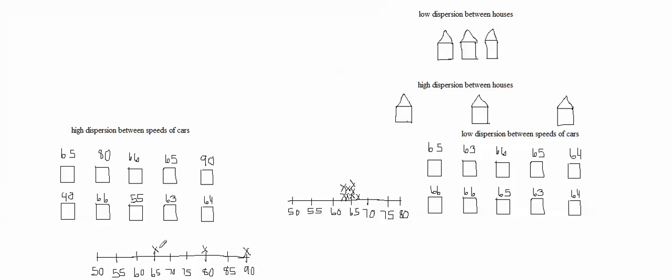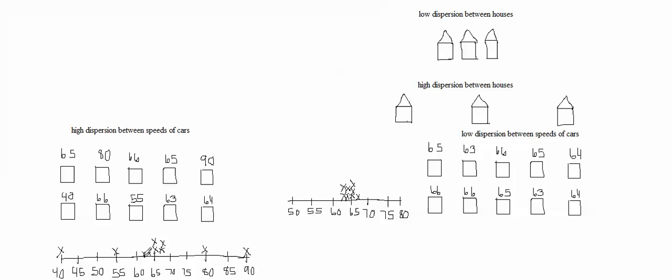66 would be right here. We have two 65s. 40 would be way out here. So the fact that we have to extend the number line shows that our spread is going up. We have 140 right here. We have another 66 and a 55. 63 would be about right here. And then 64 would be about right here.